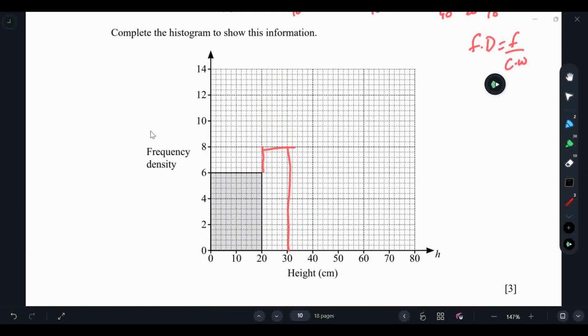So 12.4 means that this will be at this point, 12.4, for 30 to 40. And then from 40 to 80, it's 1.9. So 1.9 means it will lie somewhere here. So this will be the graph. This will be the histogram.